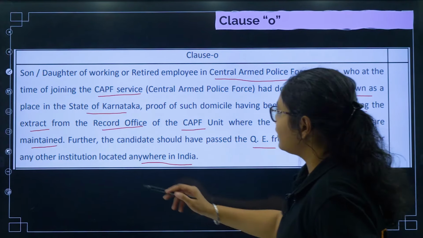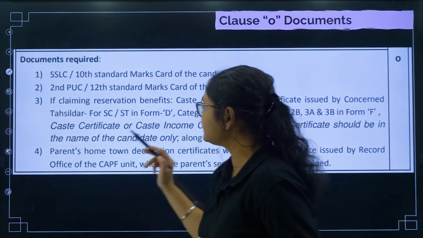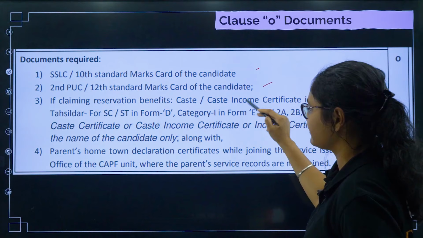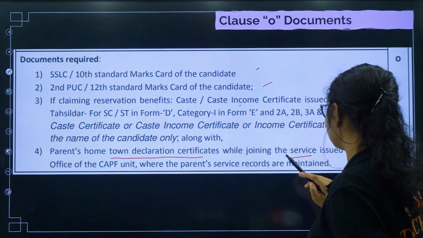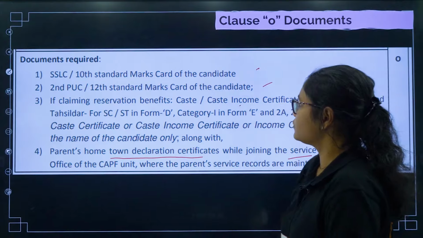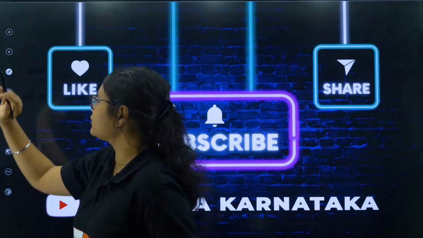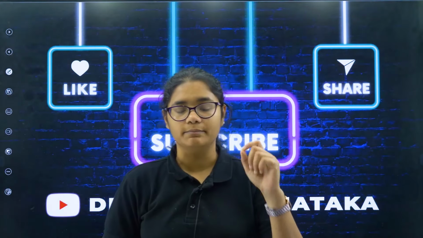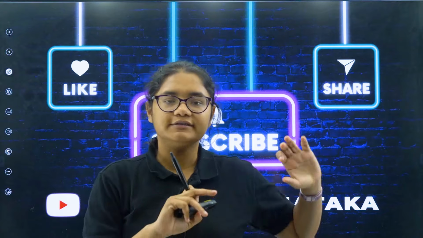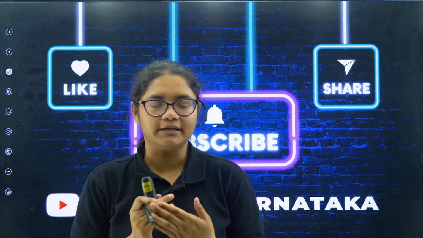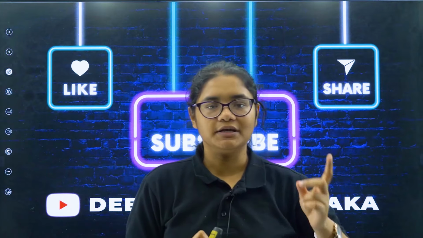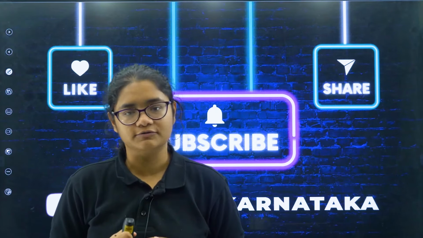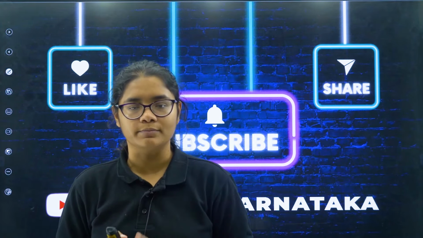So here, documents needed are 10th certificate, 12th certificate, caste certificate, and the parent's hometown declaration certificate made while joining the service, okay. So yes, these are the different clauses in which you can appear for the exam. I know these clauses are a little bit confusing, but yes, sit properly, see the whole video, understand your situation and then select the correct clause for you and make sure that all the documents are ready.